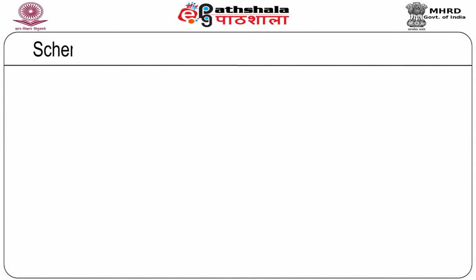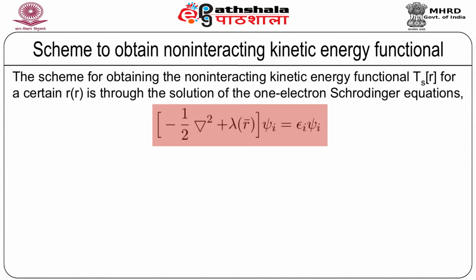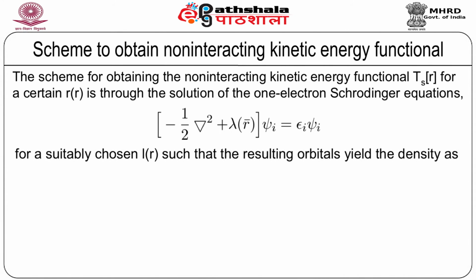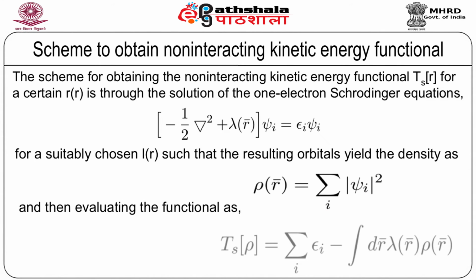The scheme for obtaining the non-interacting kinetic energy functional Ts for a certain density rho is through the solution of one-electron Schrödinger equations, which is shown here and given by minus half del square plus lambda times psi equal to epsilon times psi, for a suitably chosen lambda such that the resulting orbitals yield the same density as given here, which is modulus psi I square summation over I. And then evaluating this functional as Ts equal to summation over I epsilon I minus integral dr lambda r rho r.